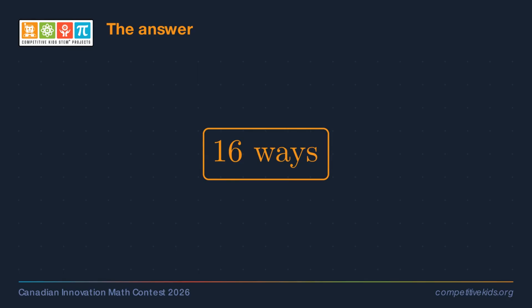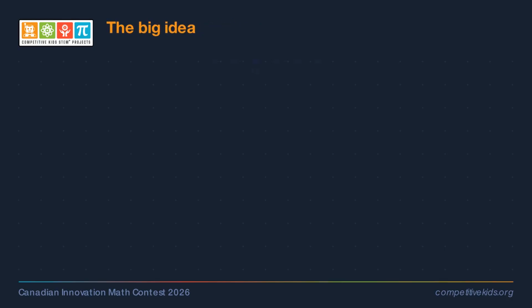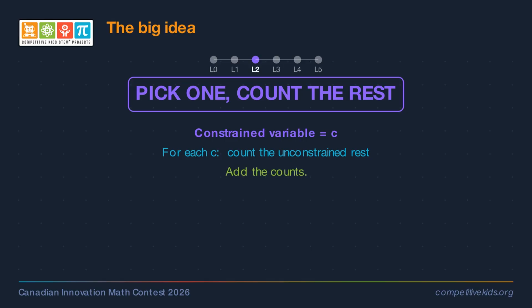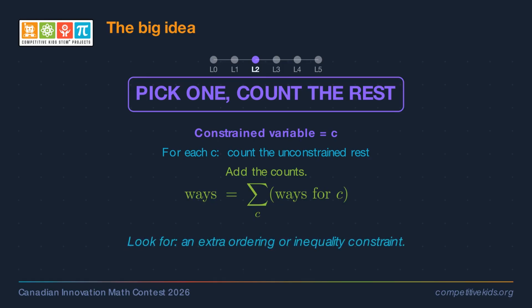Nice spotting. Let me show you the big idea. This is the pick one, count the rest rule. If a problem has an extra ordering or inequality constraint, then pick the constrained variable's value first. For each value, count the ways the other rooms can fit what is left. Then add the counts together. Look for the words must be more than, or less than, or at least. That is when this rule applies.